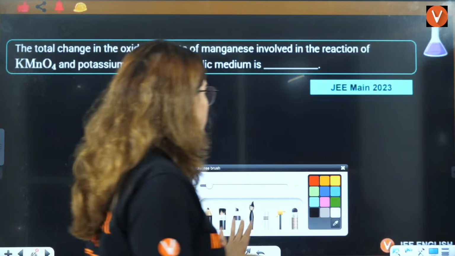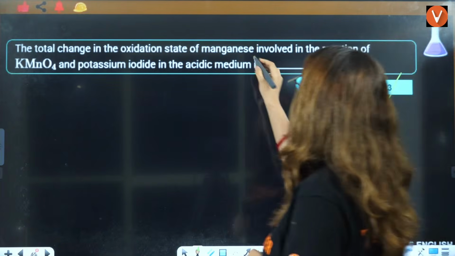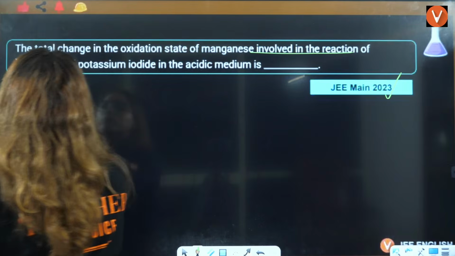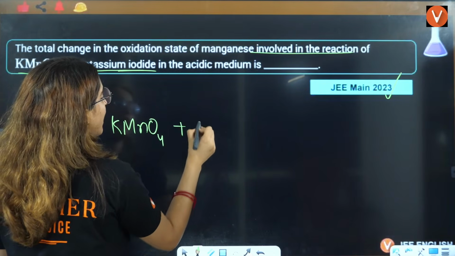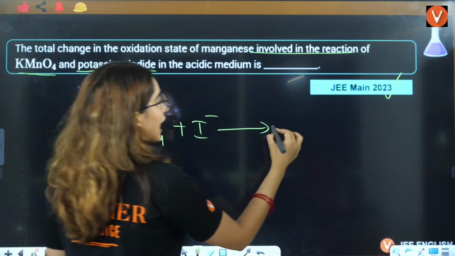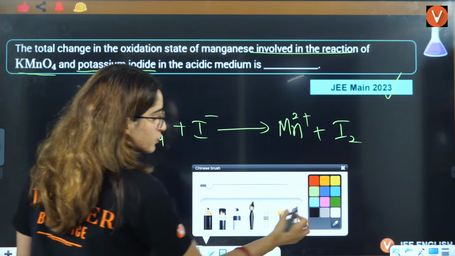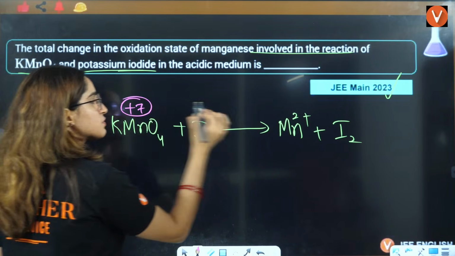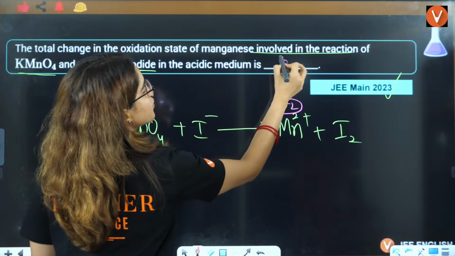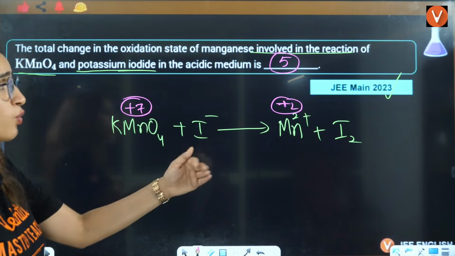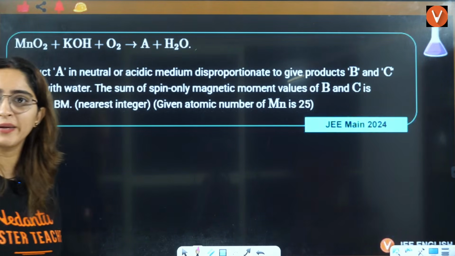Now let's see the total change. The question is from JEE 2023. The total change in oxidation state of manganese involved in the reaction of KMnO4 and potassium iodide. So you have KMnO4 and you have I negative. In acidic medium, we know it is directly converted to Mn2 positive and I2. Here this will be +7, this will be +2, +7 to +2. What is the change in oxidation state? That is going to be 5. So was it a difficult question? No. If you know the reactions, you can easily answer these questions, not a very big deal.